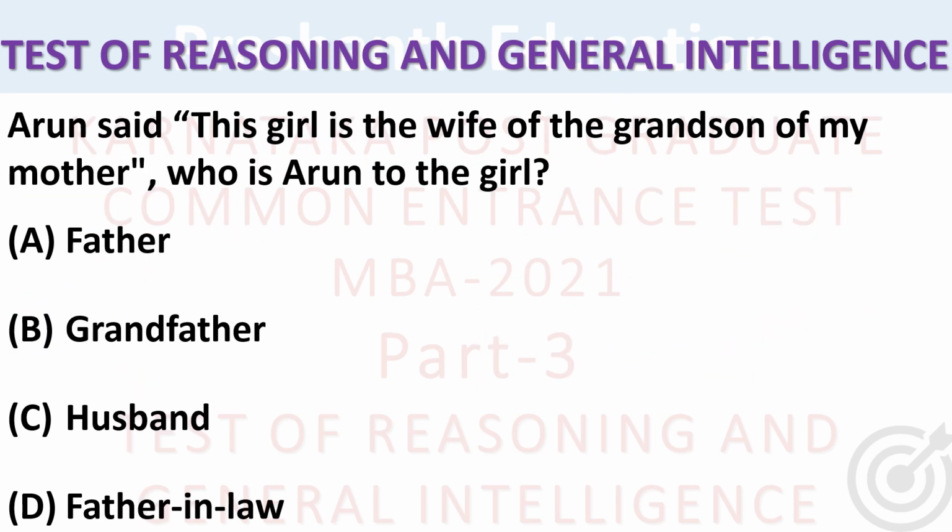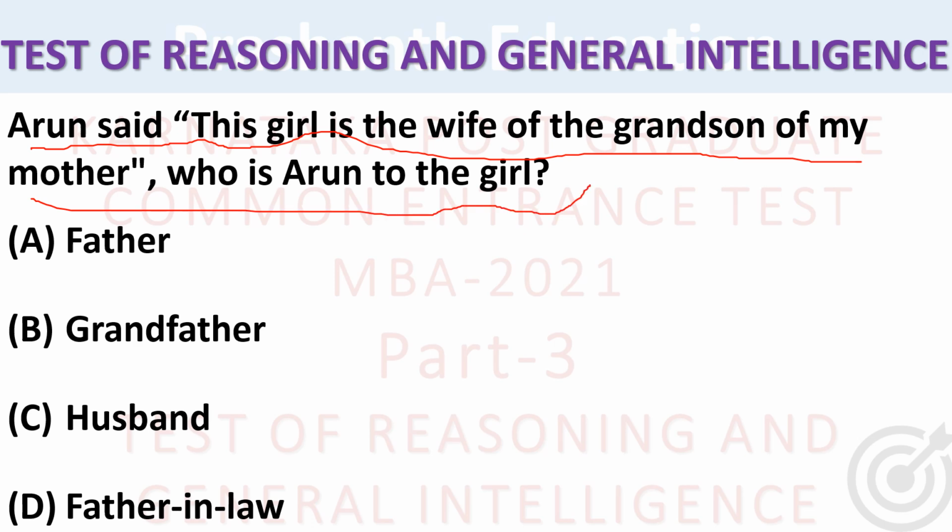Okay, let's look at what they're asking. Arun said, this girl is the wife of the grandson of my mother. How is Arun related to the girl? So we need to find out the relationship between Arun and the girl. Now whenever they have given this girl is the wife of my grandson, till my, don't do anything. After my, see what there was: my mother.